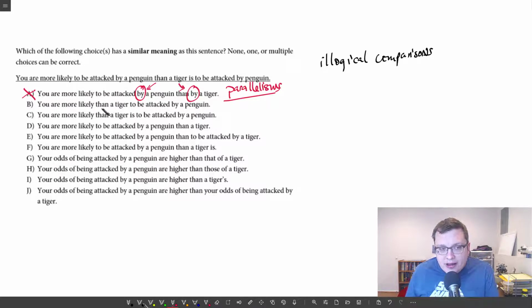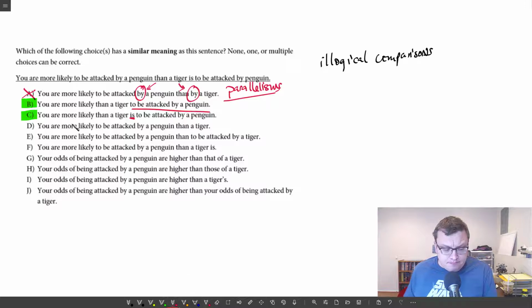How about B? You are more likely than a tiger to be attacked by a penguin. So this is equivalent. Really, all we're doing here is moving the tiger part to the beginning, but it's making clear the comparison. You are more likely than a tiger to be attacked by a penguin. So both of you are being attacked by a penguin. Who's more likely to be attacked? You are, more than a tiger. And C is really just the same thing as B. All we've done is added an is here, but it's still keeping that comparison together. You are more likely than a tiger is to be attacked by a penguin. So B and C are equivalent to the original. Maybe we'll make these green to indicate.